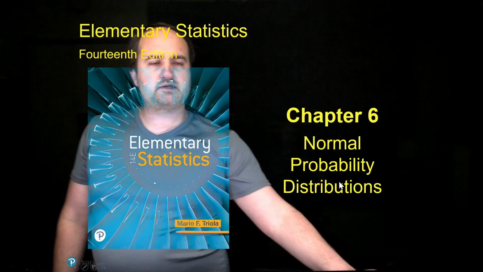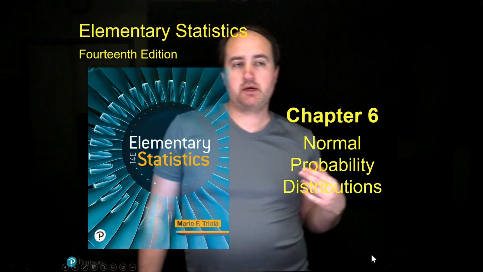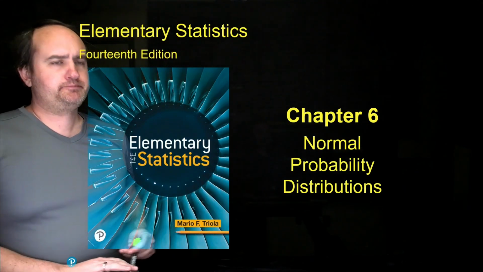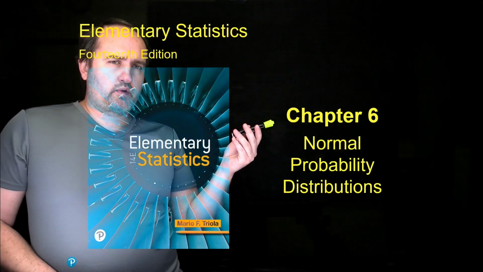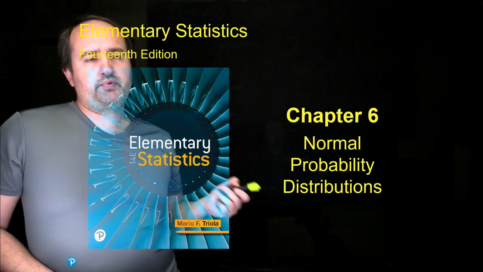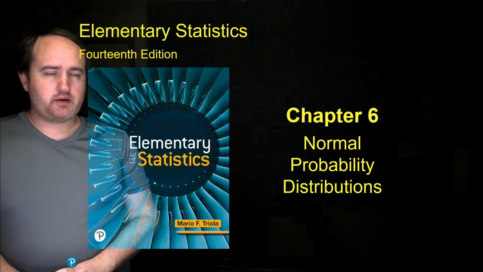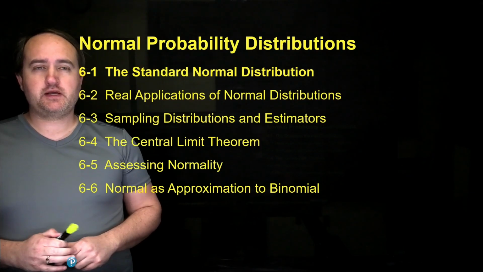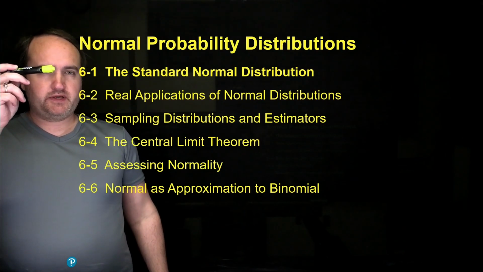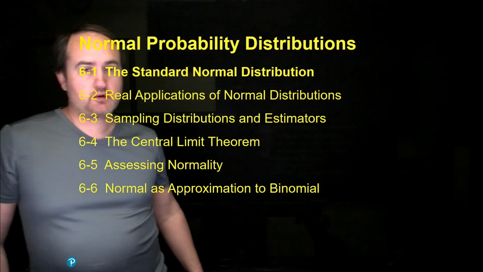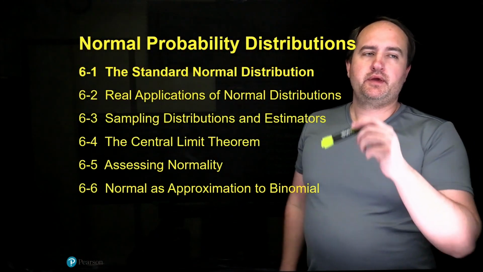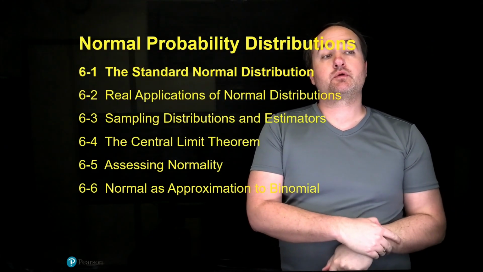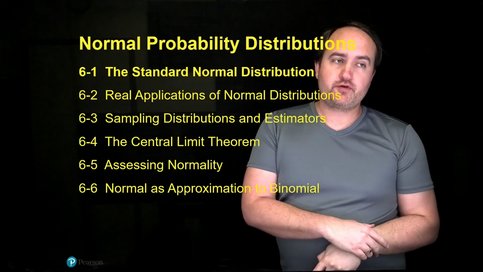Hey everybody, this is a lecture on the first section in chapter 6 of our elementary statistics book. In chapter 6, we're going to be focusing on normal probability distributions. This video is our first video from this chapter, and 6.1 is what we're focusing on here. 6.1 is called the standard normal distribution. But we're also going to be learning quite a few other things.